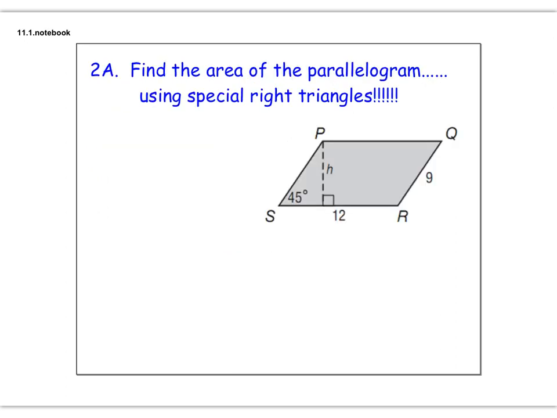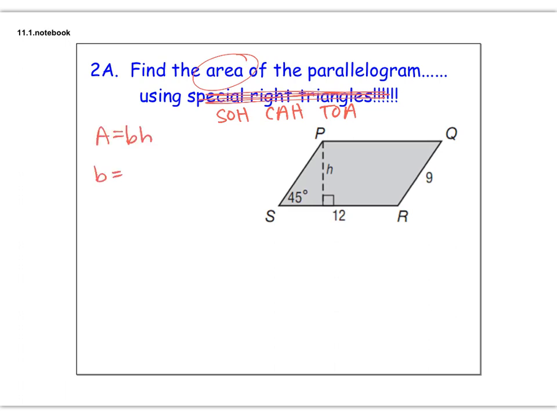All right, are you ready for a blast from the past? This one says, find the area of the parallelogram using special right triangles. I'm going to cross that out. That's been so long, we might have forgotten about that. I'm going to say using SOHCAHTOA. Let's see if we can remember how to use SOHCAHTOA. So it says, find the area. It's a parallelogram, so it's going to be base times height.